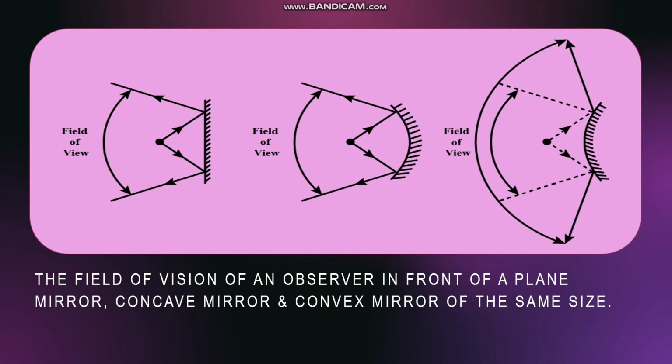Then we will go into more detail. First one is the plane mirror. Plane mirror, we can find it has a narrow field of vision and the angle is fixed. That means the wider area we cannot see. The next diagram is the concave mirror.